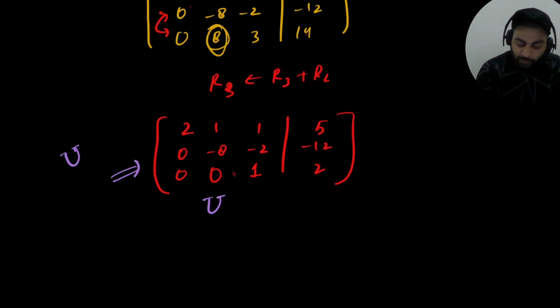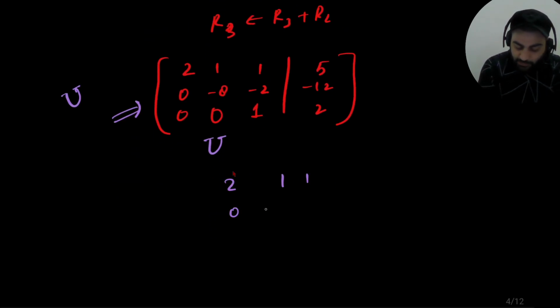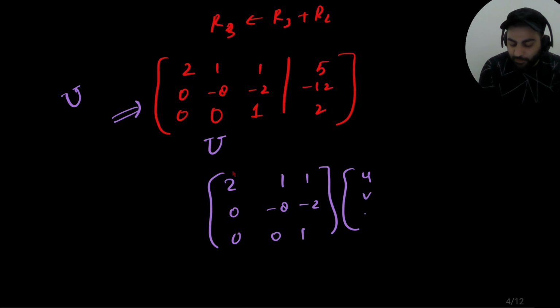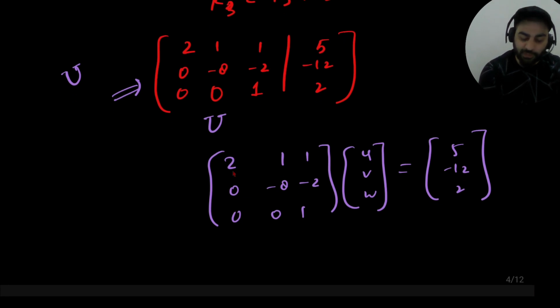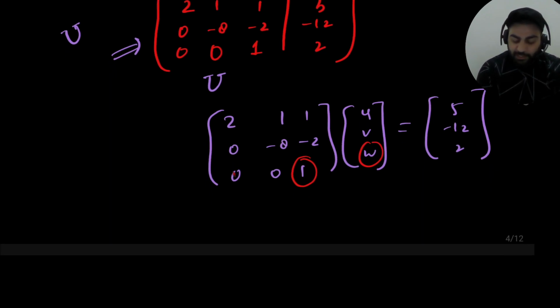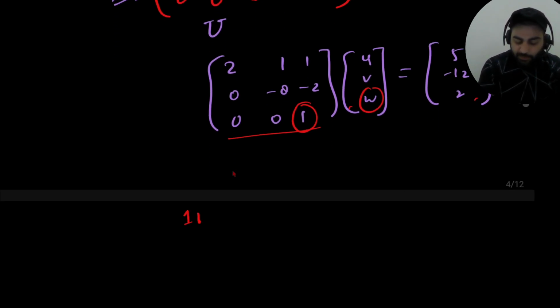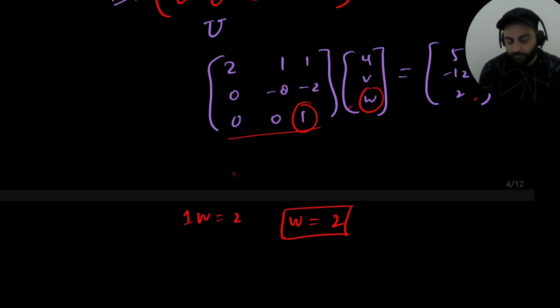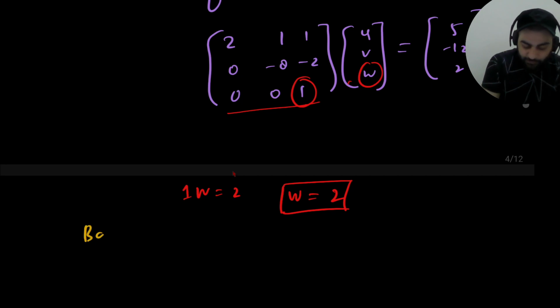Now we know that the matrix 2 1 1, 0 minus 8 minus 2, 0 0 1, if we multiply it by U, V and W that we had originally, it will be equal to 5, minus 12 and 2. Now we can do the back substitution. Directly you can say that 1W is equal to 2, so W is basically equal to 2. So W here became equal to 2, now you can use the method of back substitution.